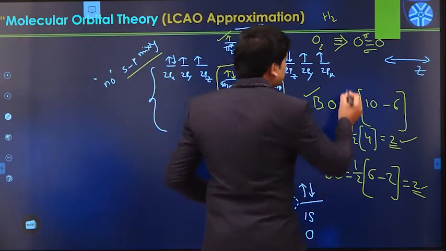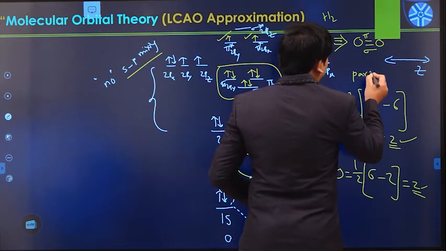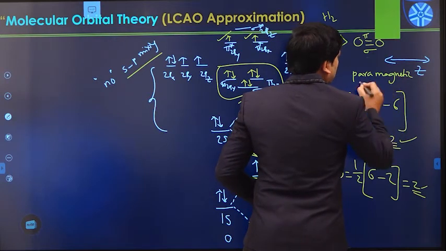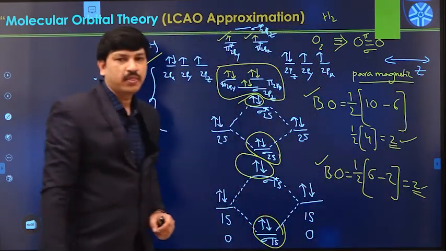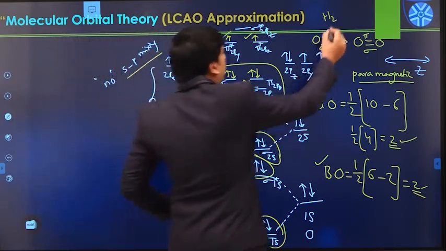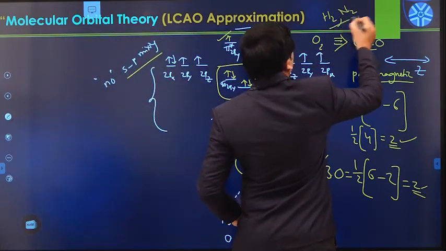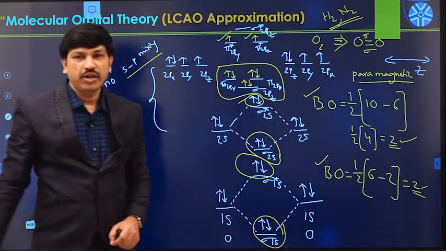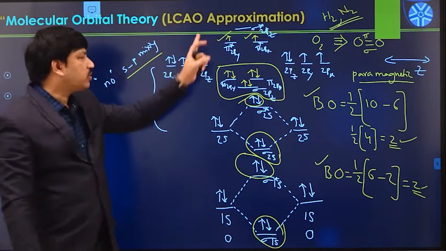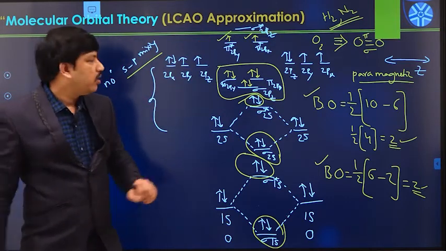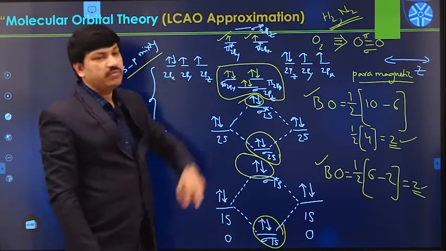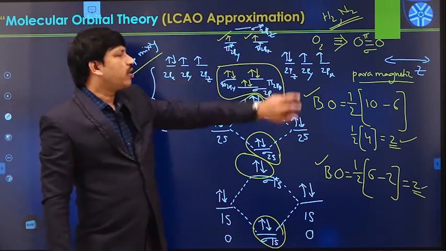So it is paramagnetic in nature. Whereas the N2 molecule and the H2 molecule, these two are diamagnetic in nature, because in both cases we don't have any unpaired electrons in the corresponding MO energy level diagram. But in the case of the O2 molecule, we got 2 unpaired electrons, and that is the reason the O2 molecule is paramagnetic in nature.